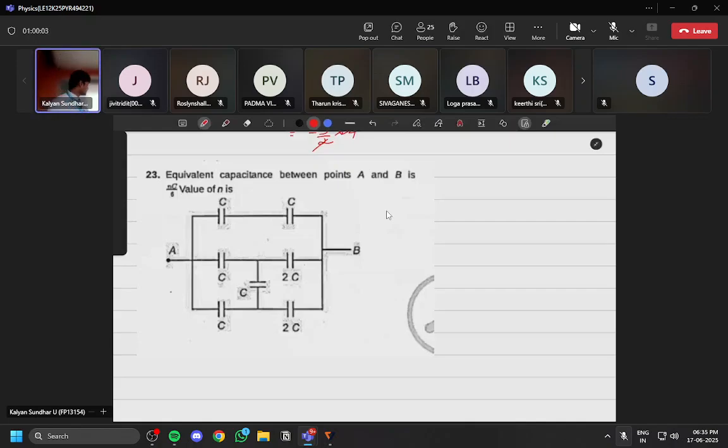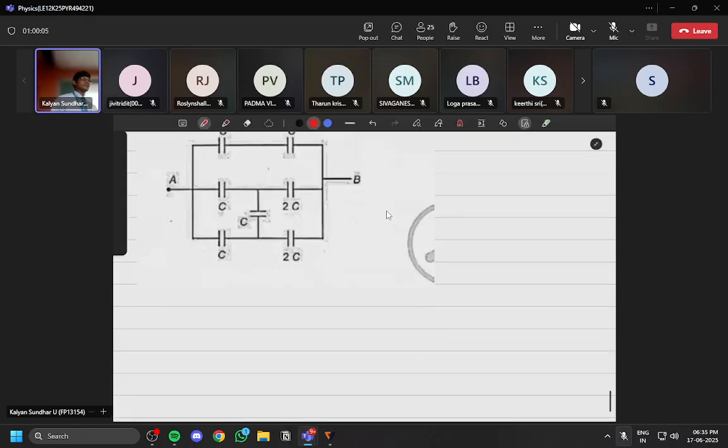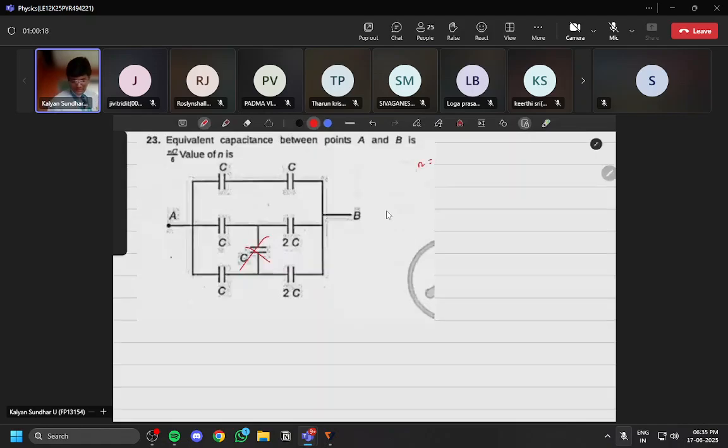Right, sir. So along this, the electric charge will not go across this. This is common. These two are in series. These two are in series. Ultimately, all are in parallel. So you will get the n value as some 11C by 6, or 11 as an answer. Yeah, 11C by 6 you will get. This is your C equivalent value. So n value is 11.